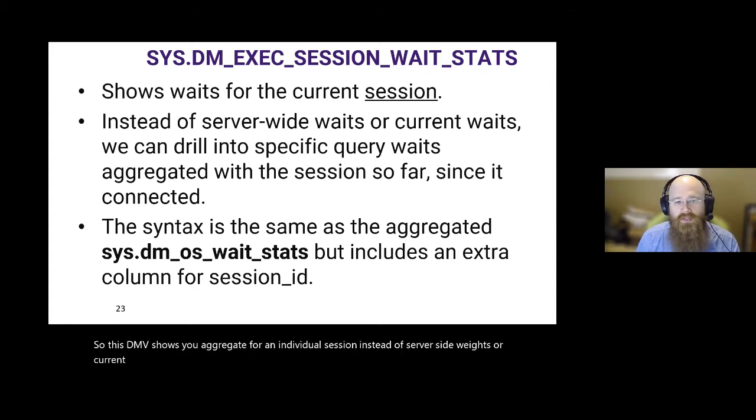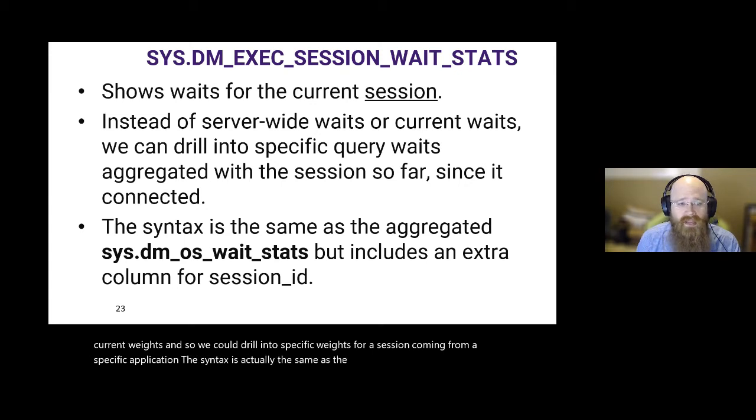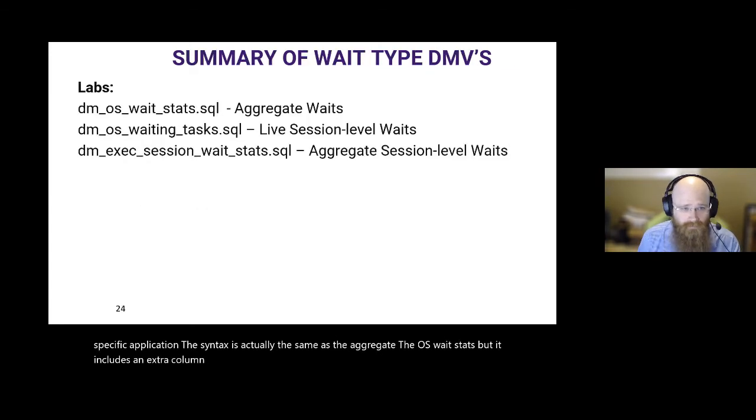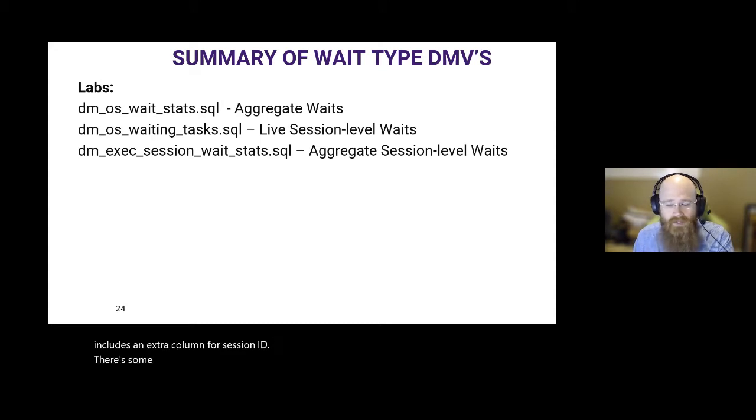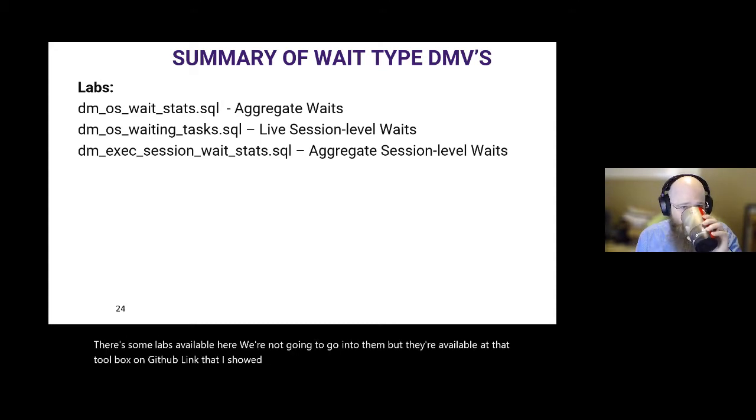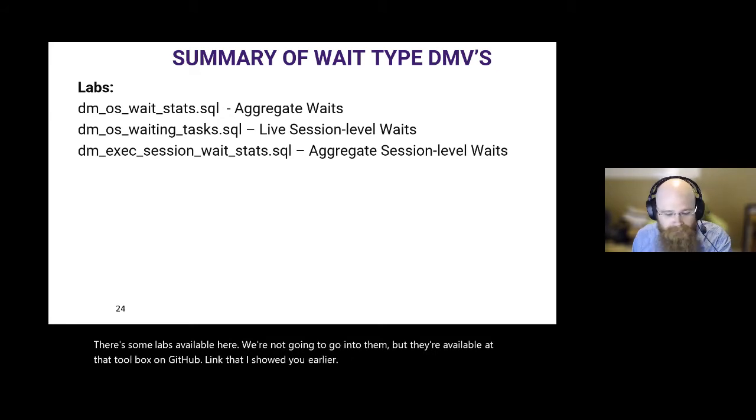And so we could drill into specific waits for a session coming from a specific application. The syntax is actually the same as the aggregate, the OS wait stats, but it includes an extra column for session ID. And there's some labs available here. We're not going to go into them, but they're available at that toolbox and GitHub link that I showed you earlier. Okay, moving on.